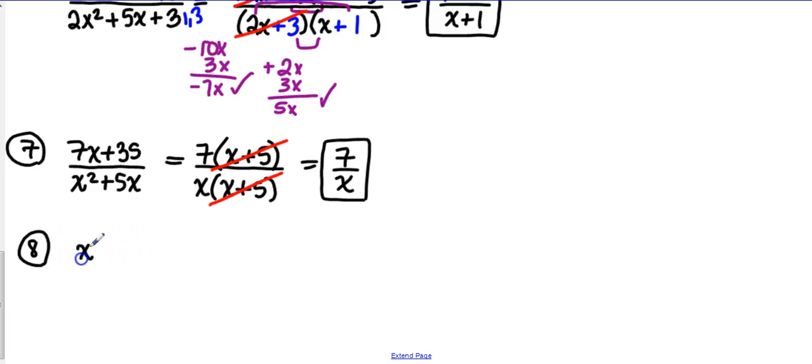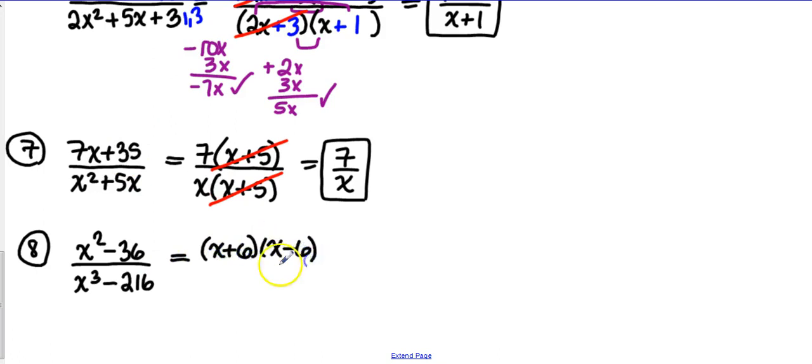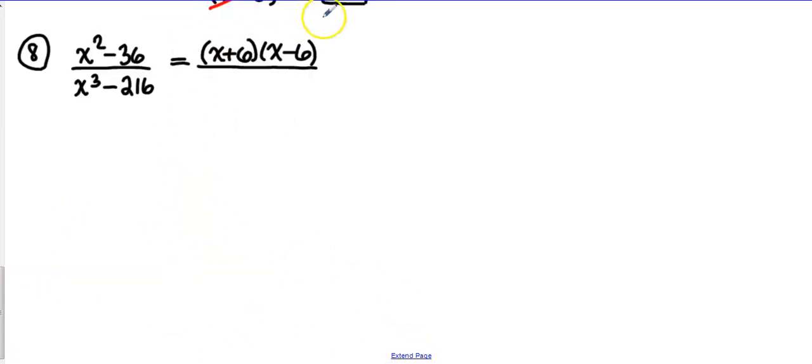Number 8, x squared minus 36, all divided by x cubed minus 216. So now we're really bringing back some prior knowledge. Because I'm hoping right away we recognize x squared minus 36 as the difference of two perfect squares, which will be x plus 6, x minus 6. I am also hoping that the denominator is ringing a bell, because it is the difference of two perfect cubes.